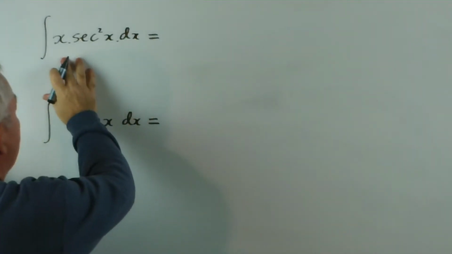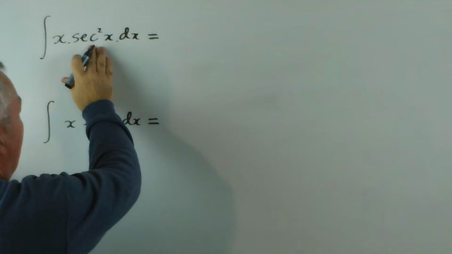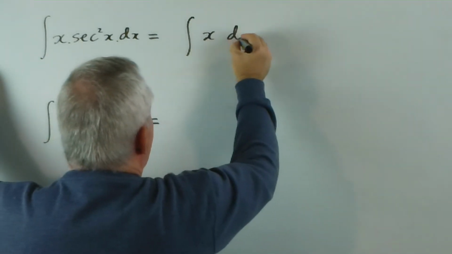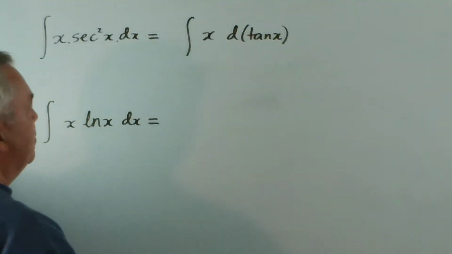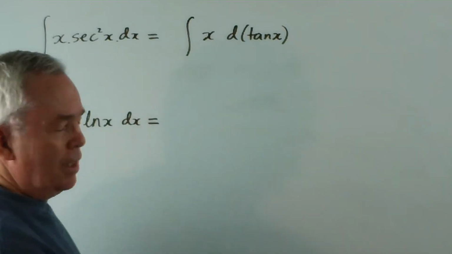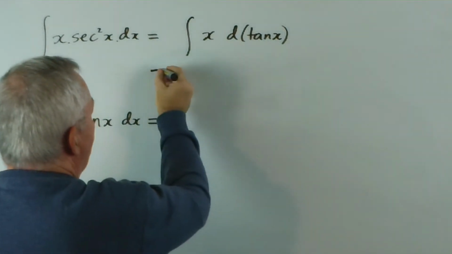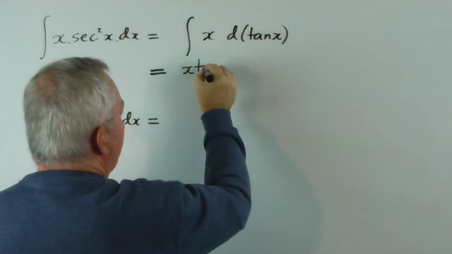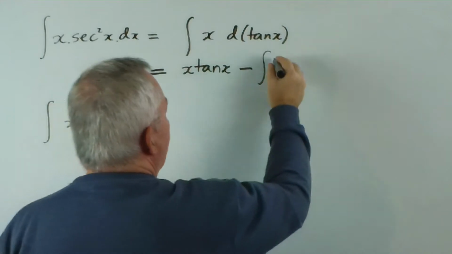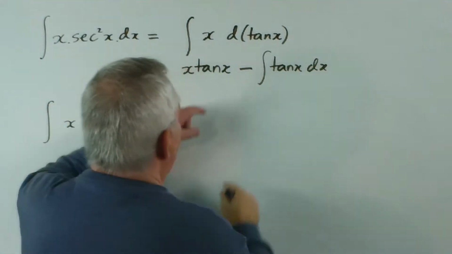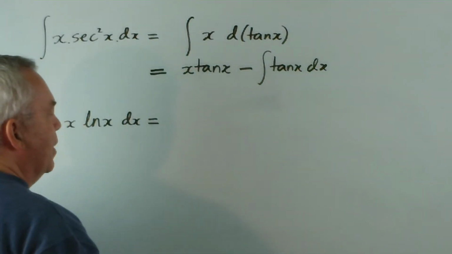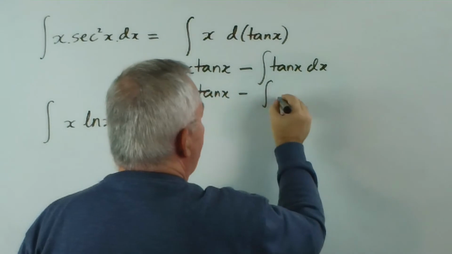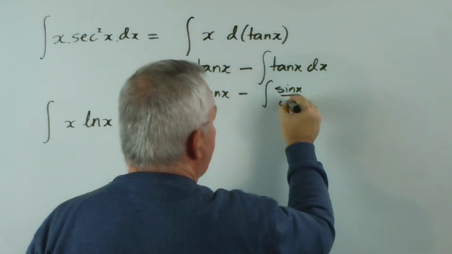Now, here, the more complicated function, I do know the integral of that. And therefore I can write this as x d tan x, because the derivative of tan x is sec² x dx. Using now the integration by parts, I'm going to get x times tan x minus the integral of tan x dx. These swap round in the last term there. This will be x tan x minus the integral of sin x on cos x dx.